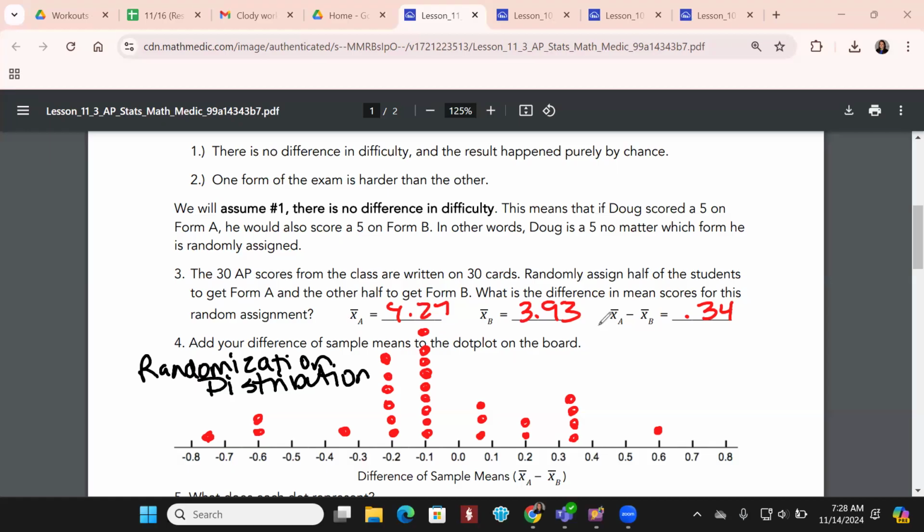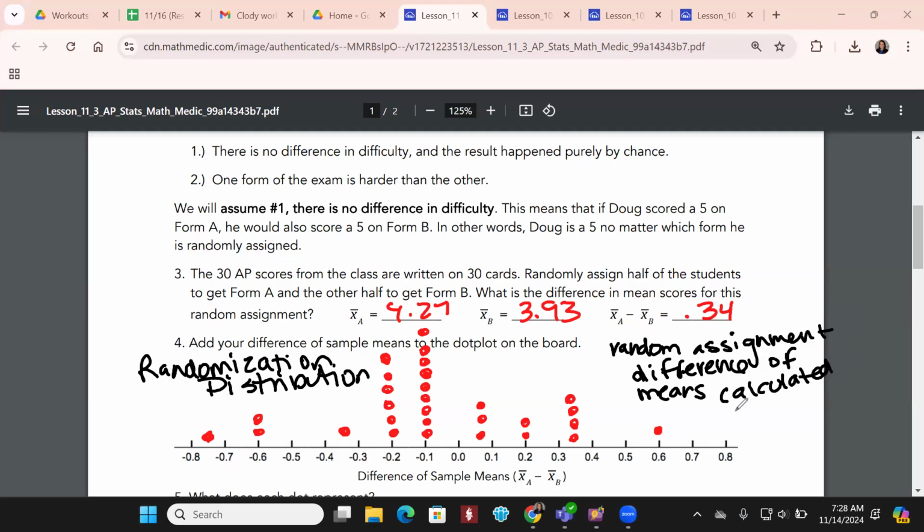A random assignment and the difference of means calculated for this assignment. Again, we took 30 cards. We assigned 15 of them to form A and 15 of them to form B. Then we calculated the difference between the two averages that we got.